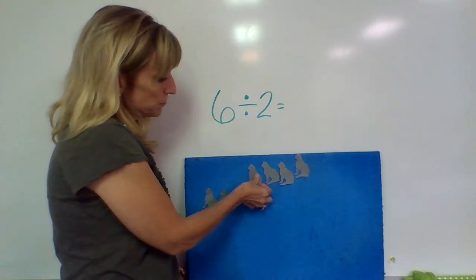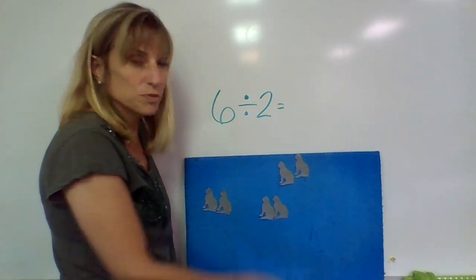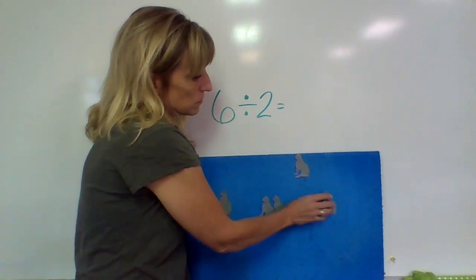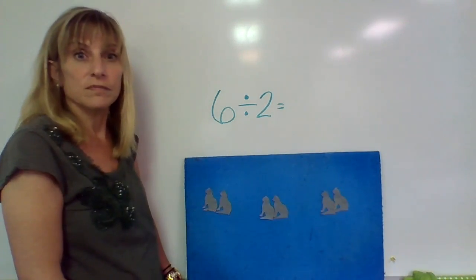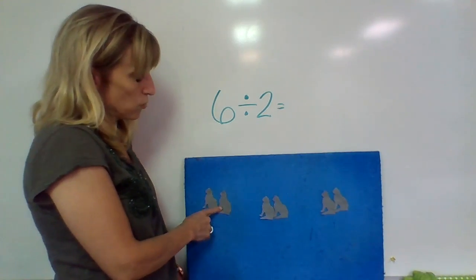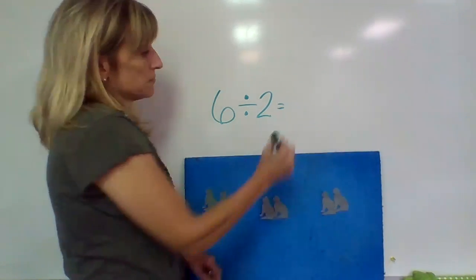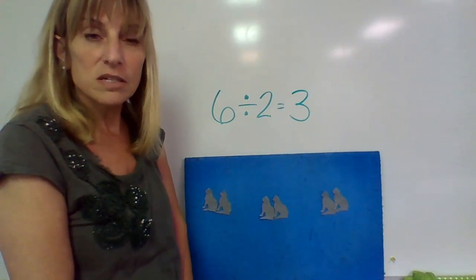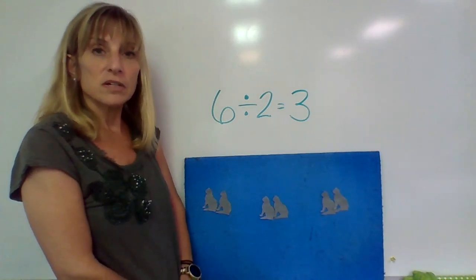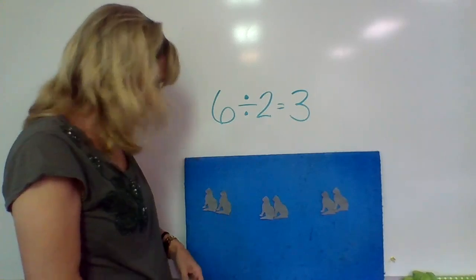Okay, so let's see how many groups I have after I do that. There's a group of 2. There's a group of 2. And there's a group of 2. Okay? So I have 1, 2, 3 groups. So 6 divided by 2 is 3.